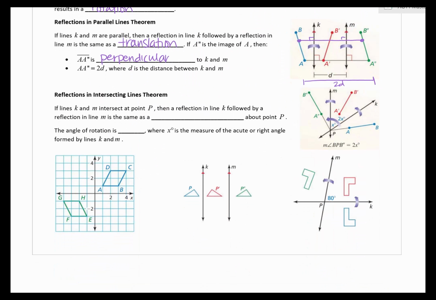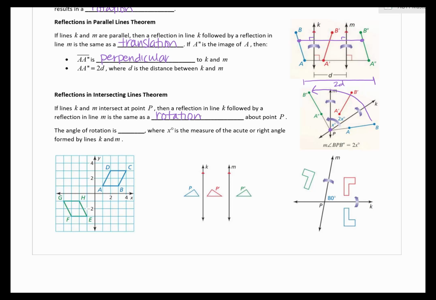Now when we talk about reflections in intersecting lines, lines K and M intersect at point P. A reflection of AB over K is going to rotate it up here. You can see that it's been rotated slightly about point P. Then if it's reflected again to A double prime, B double prime over line M, we've taken AB and swung it around so it's over there at B double prime. This would be the same as a rotation about point P.